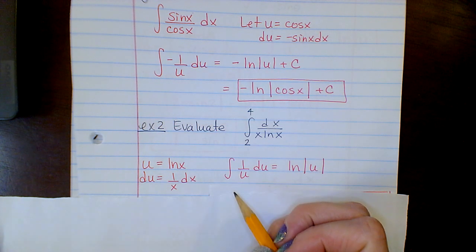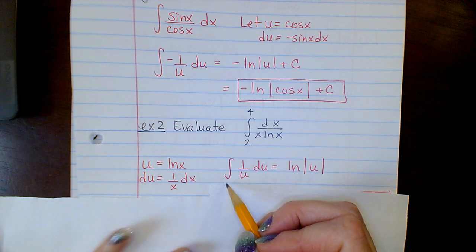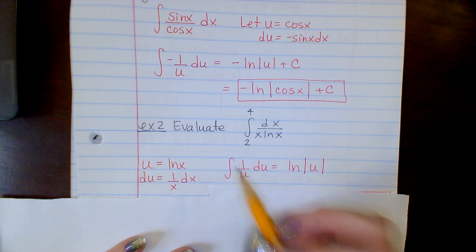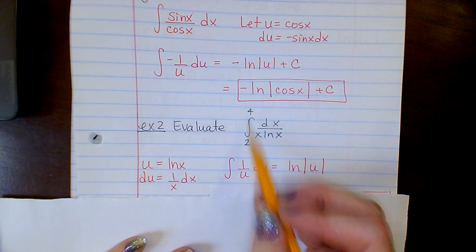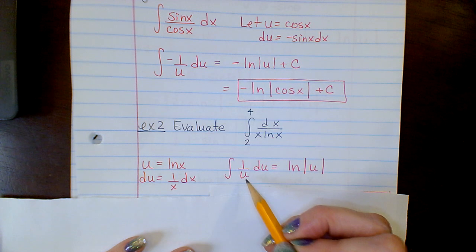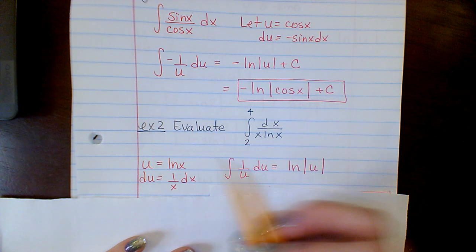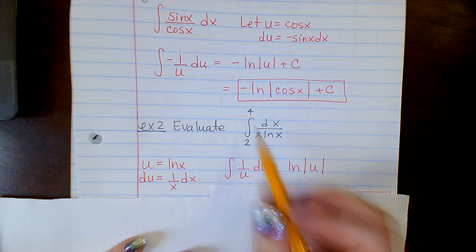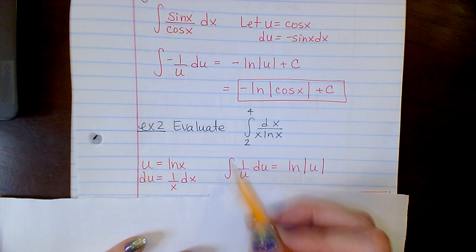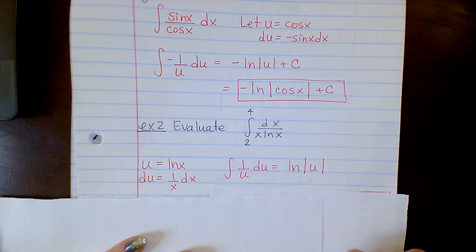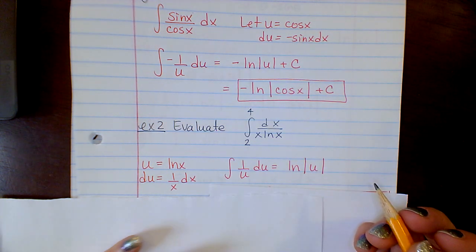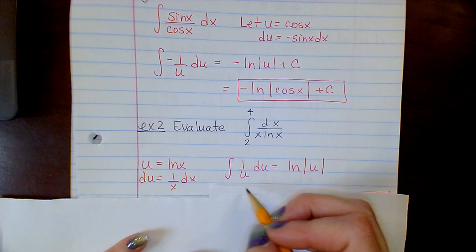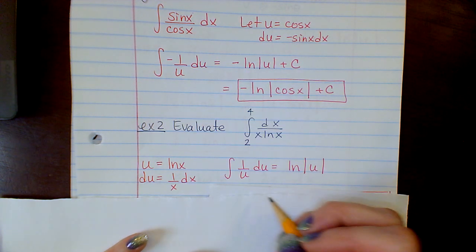Now notice, this is my own personal preference here. I don't put my bounds on here. Some people at this point will change the bounds to match this new variable. They'll say, oh, well, when x is equal to 2, u is ln 2, when x is 4, u is ln 4, and just change these bounds to ln 2 to ln 4. I don't particularly like doing that, but I will if that's what you guys really like. But yeah, that's not really my jam.